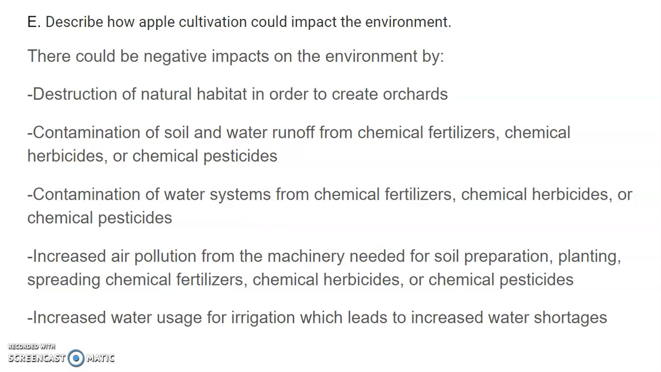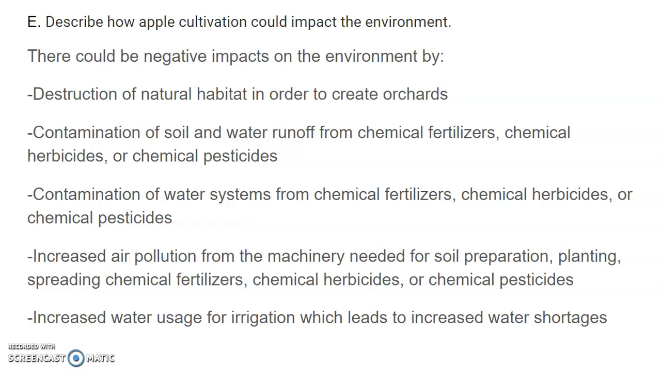Destruction of natural habitat in order to create orchards or apple farms. They could negatively impact the environment by contamination of soil and water runoff from chemical fertilizers, chemical herbicides, or chemical pesticides. It could negatively impact the environment by contamination of water systems from chemical fertilizers, chemical herbicides, or chemical pesticides. They could negatively impact the environment by increased air pollution from the machinery needed for soil preparation, planting, spreading chemical fertilizers, chemical herbicides, or chemical pesticides.